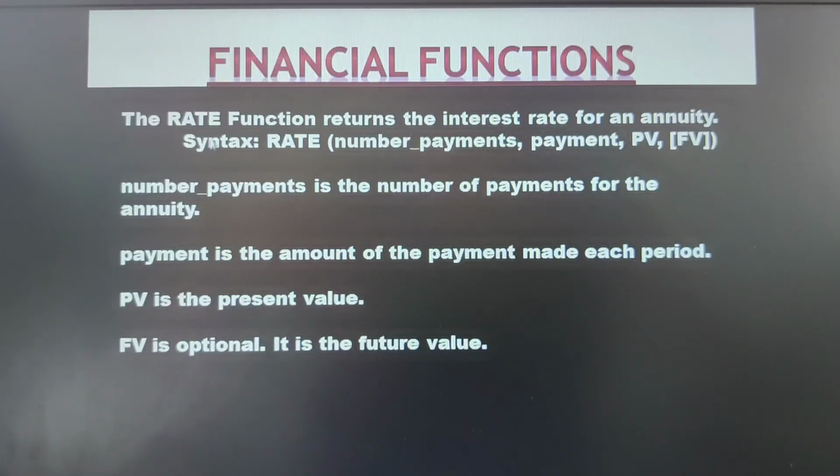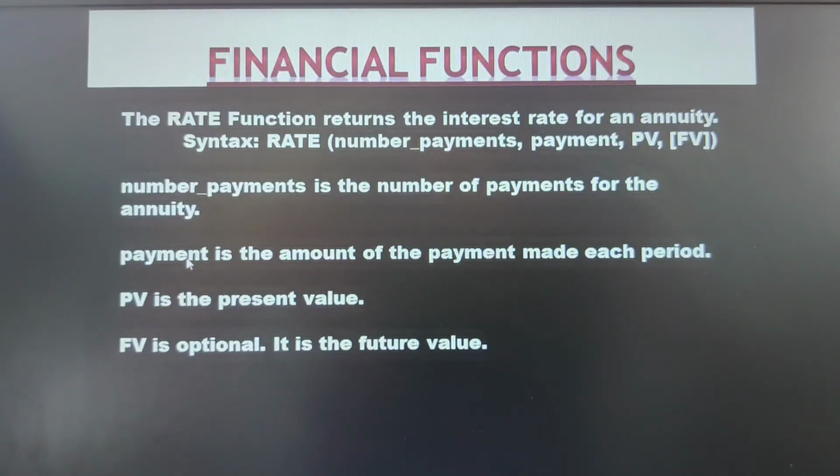So to calculate the rate of interest for a loan amount of 24,000, a constant payment of 550 rupees, and the number of payments you need to make, when you know those factors, we can easily calculate the rate function. Therefore, I have given here that the number of payments is the number of payments for the annuity. Annuity in the sense year-wise. How many payments do you need to make year-wise? Like 12 payments per year, if you are paying each month. For 4 years, how many payments are you making? 48 payments.